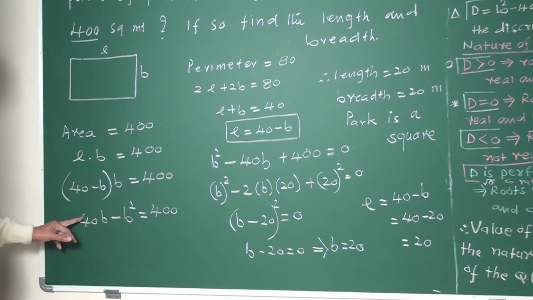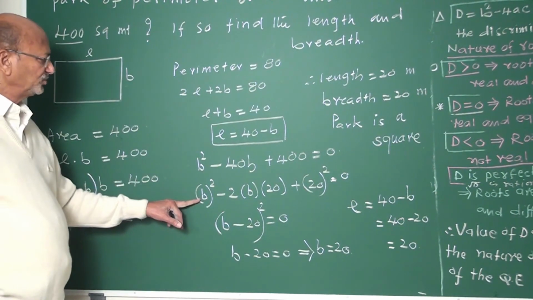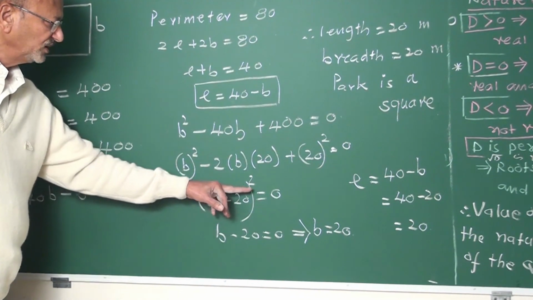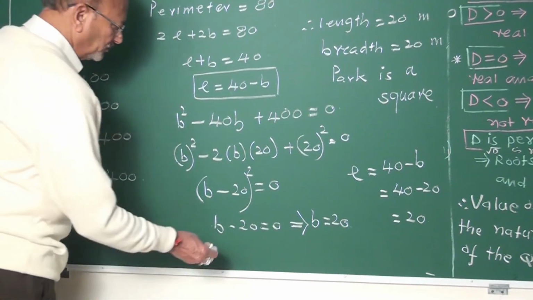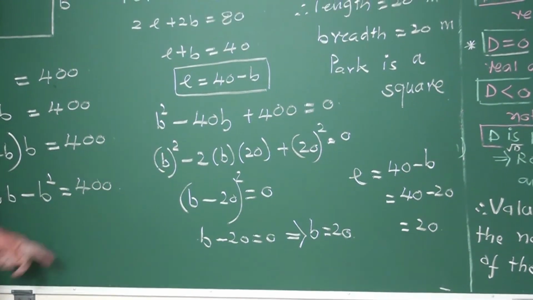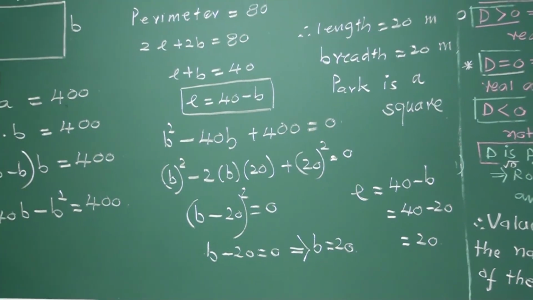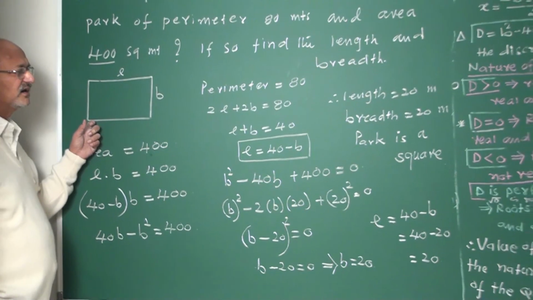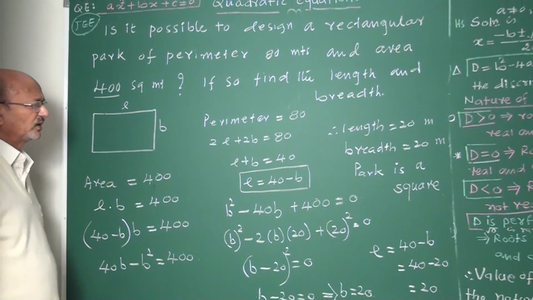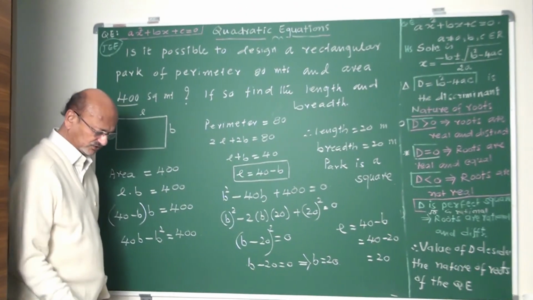Taking this side plus, taking this side minus, plus 400, my friend. B square minus 2 into 20 B plus 20 square. It is nothing but B minus 20 the whole square is 0. What is the value of B? B is 20. What is L? 40 minus 20, 20. So both are equal. When both are equal in a rectangle, that rectangle reduces to what? A square. Then the park is a square. This is one sample of this kind I have done, my friends.